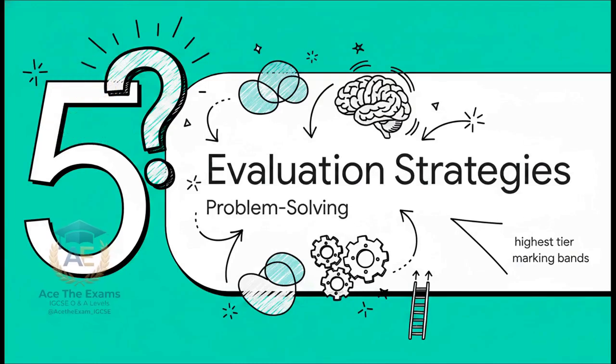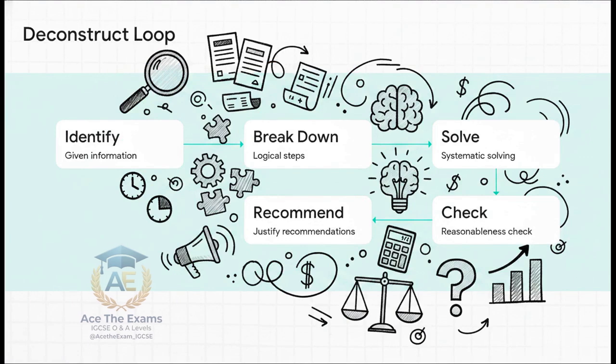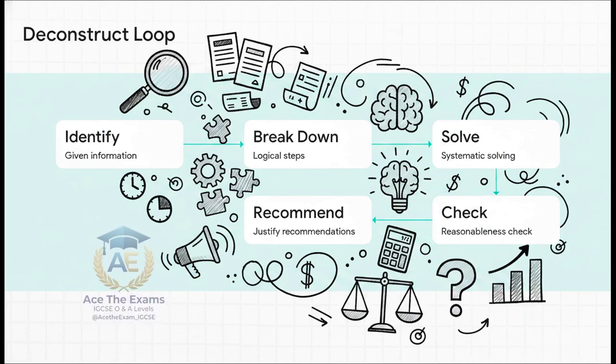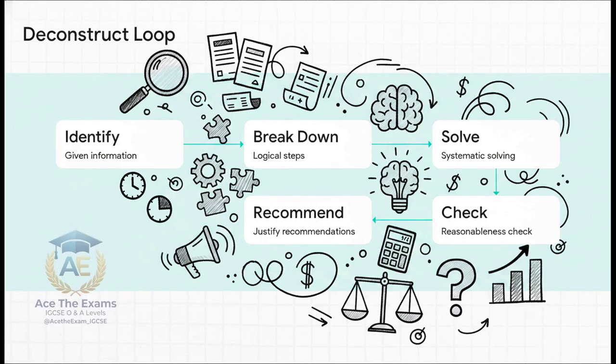Finally, Section 5, Mastering Evaluation Strategies. This is where we focus on unlocking the highest tier marking bands through critical problem solving. For those heavy 9 to 15 mark questions, examiners require a strict deconstruct, solve, and evaluate problem-solving loop. You identify the given info, you break it into logical steps, and you solve it systematically. But listen, it's steps 4 and 5 that separate a good scholar from a top scholar, checking for reasonableness and making justified recommendations.